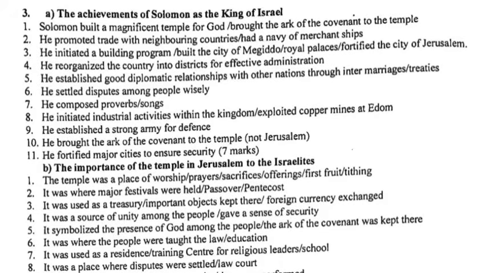Question 3a. The achievements of Solomon as the king of Israel. Solomon built a magnificent temple for God. He brought the Ark of the Covenant to the temple. He promoted trade with neighboring countries that had navy of merchant ships.